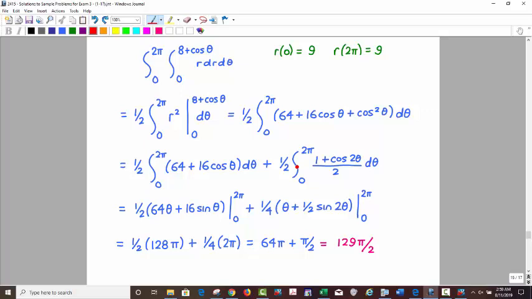So not hard to integrate from here. 64 will be 64 theta. 16 cos will be 16 sine. And then I pulled the 2 out here with that 2 to make it 1/4. So I'm just integrating the top part. 1 will be theta. Antiderivative of cos of 2 theta will be 1/2 sine of 2 theta.